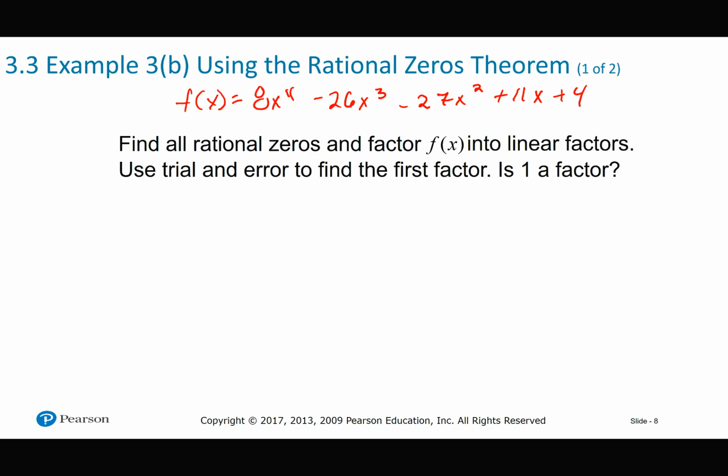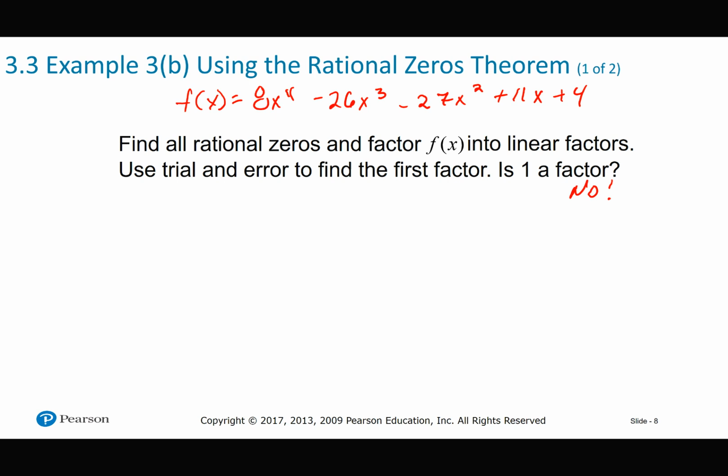Okay. So the first one, is 1 a factor? You can kind of shortcut this, and I already know from those first slides, if it's a factor, if I put it in here, I'm going to get 0. So if I put 1 into here, I'm going to have 8 minus 26 minus 27 plus 11 plus 4, and rather than going through all that, I'll tell you, you end up with a negative 30. So I know 1 is not a factor.